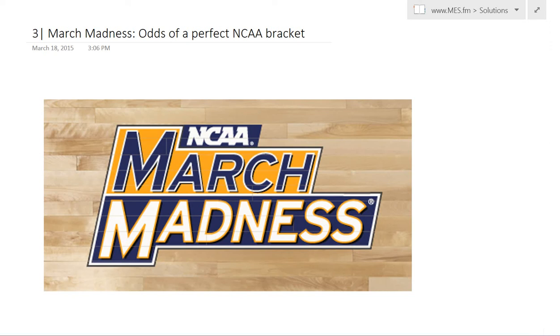March Madness is amongst us, so what we're going to do is find out the odds of making a perfect NCAA bracket, and also what you can do to improve your chance of making a perfect one.